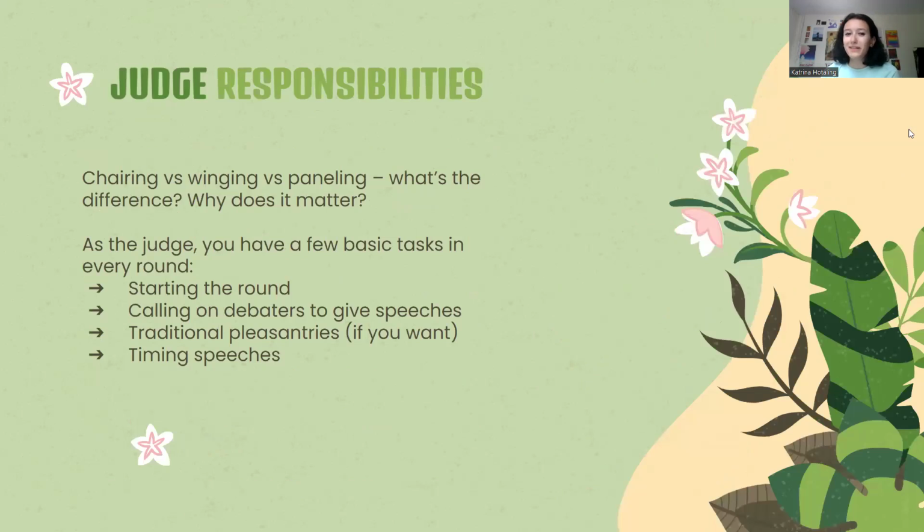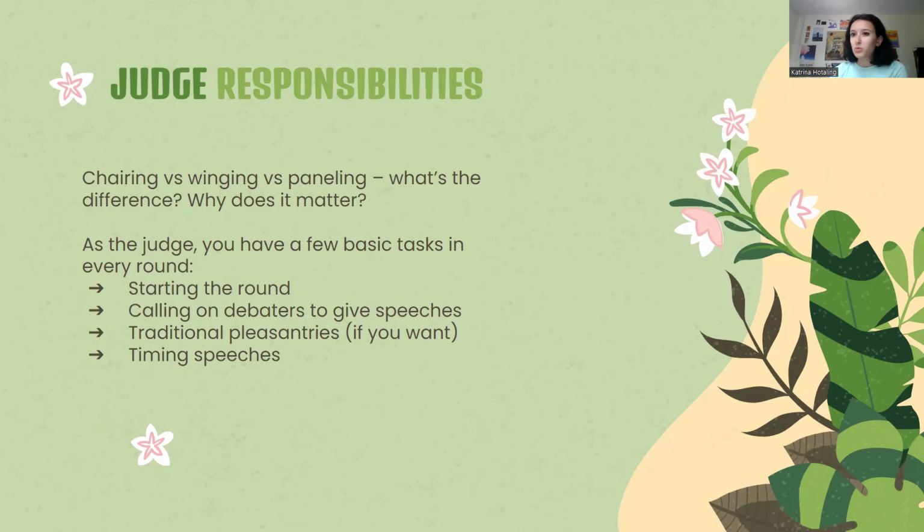What are the responsibilities of judging in APDA? First, let's talk about chairing, winging, and paneling. What's the difference here, and does this really matter? Chairing rounds means that you are the person who's in charge of giving the decision for the round to teams, and you are also in charge of leading deliberation if there are other judges who are judging with you. In rounds, frequently when tournaments have more than enough judges, chair judges will get wing judges assigned to them.